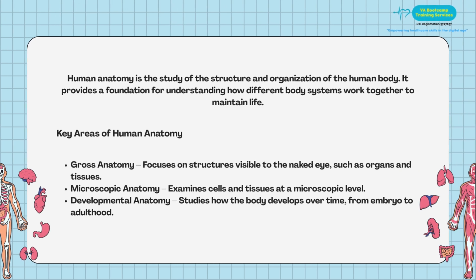Human anatomy is the study of the structure and organization of the human body. It provides a foundation for understanding how different body systems work together to maintain life. Key areas of human anatomy. Gross anatomy focuses on structures visible to the naked eye, such as organs and tissues. Microscopic anatomy examines cells and tissues at a microscopic level. Developmental anatomy studies how the body develops over time, from embryo to adulthood.